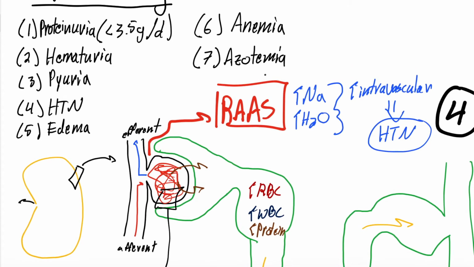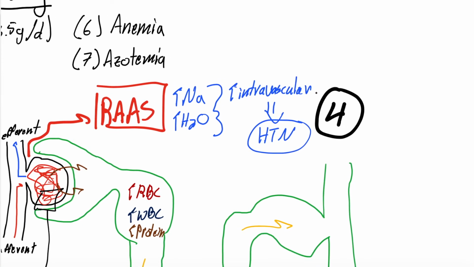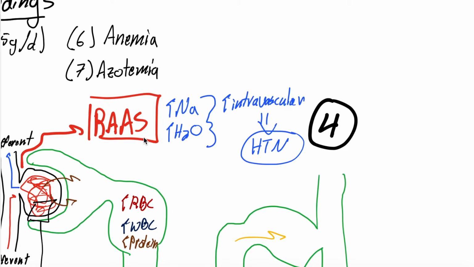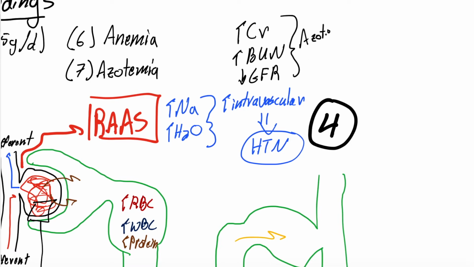Related to this is azotemia. So why did I relate azotemia to this? When the kidney is injured and the RAS system is activated, what we can start to see is an increase in our creatinine, an increase in our BUN or urea, and a decrease in our GFR, or our glomerular filtration rate. And these are the diagnostic criteria for azotemia, and specifically for acute kidney injury.